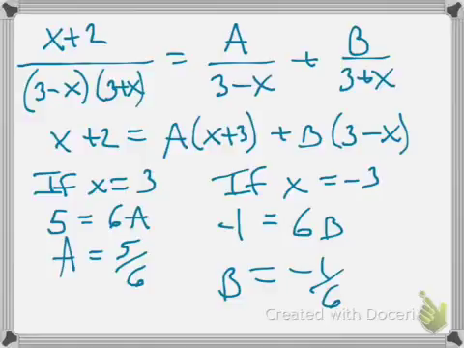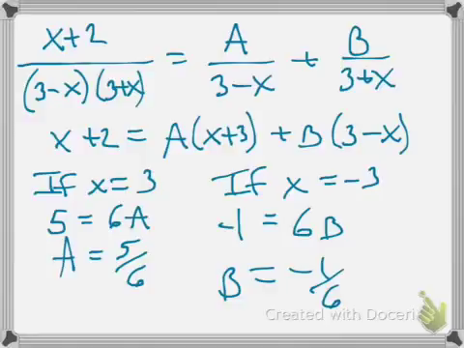Alright, you just be careful that when you go put these values back into your fractions, you put them with the right one. A is 5/6. That goes with the denominator of 3 minus x. And b is -1/6, which goes with the denominator 3 plus x. Some students don't pay attention and they put them sort of randomly, and sometimes they get it right, sometimes they get it wrong. So let's try to control the outcomes here and make sure we're paying close attention.